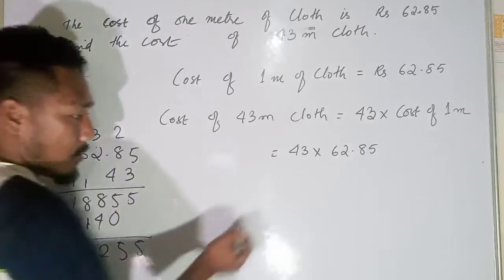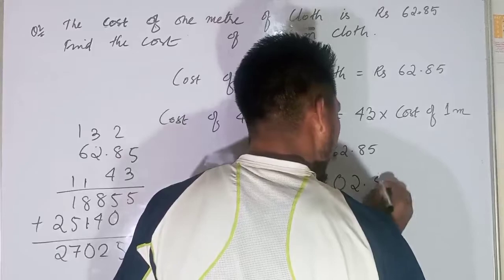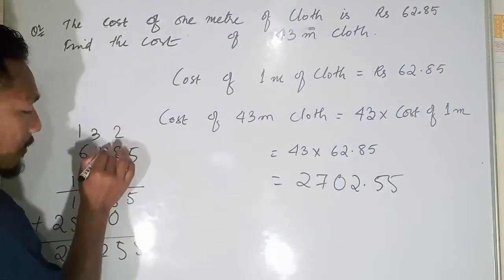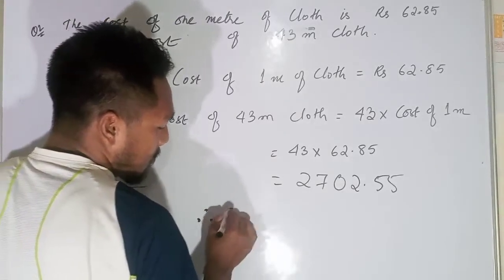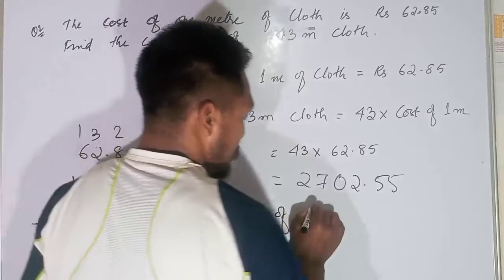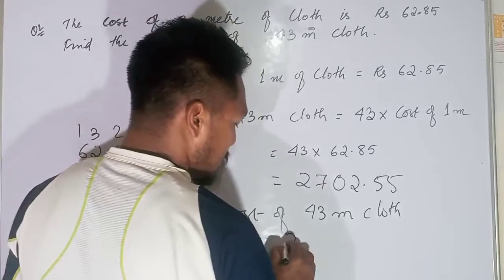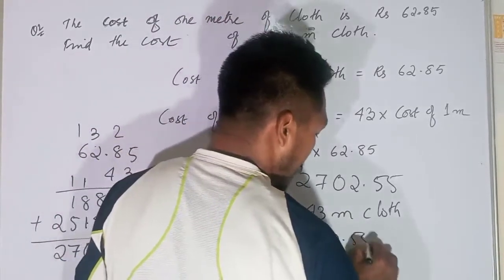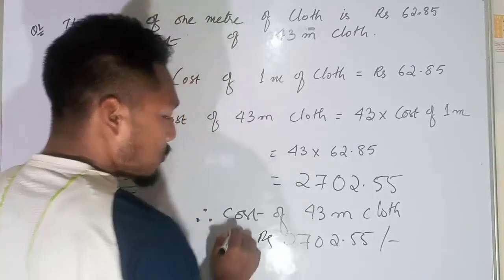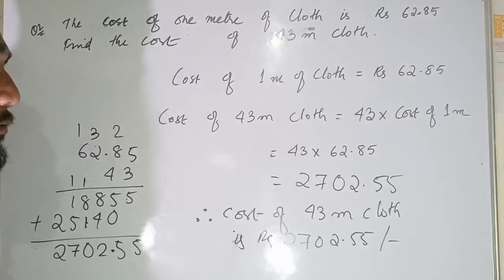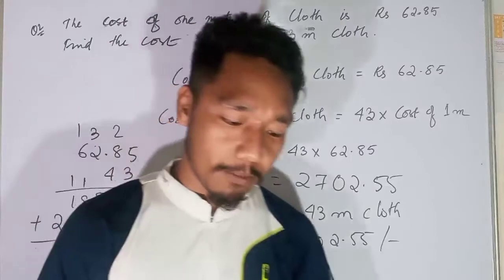So what is the answer? 270255. Right? After the point we have two numbers, so just in front of two numbers, I'm going to put the point. Therefore, the cost of 43 meters of cloth is 2702.55 rupees, that is 2702 rupees 55 paisa. So this is what we have done in question number 2.